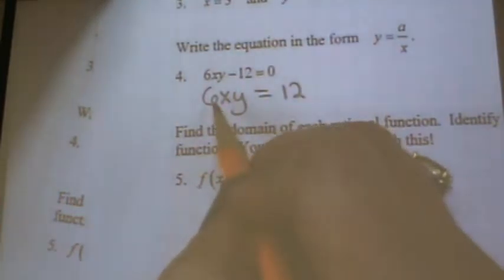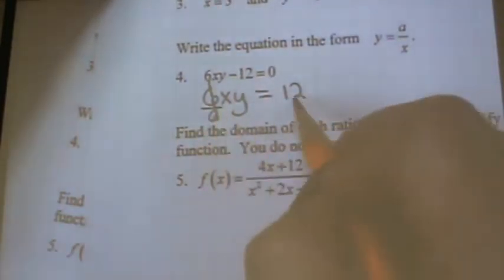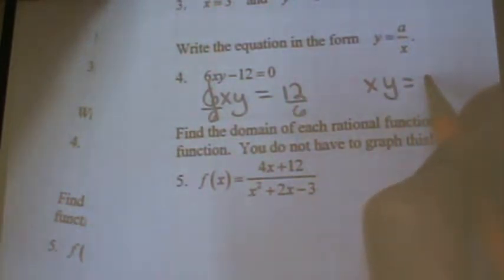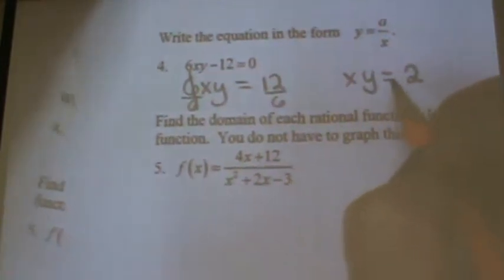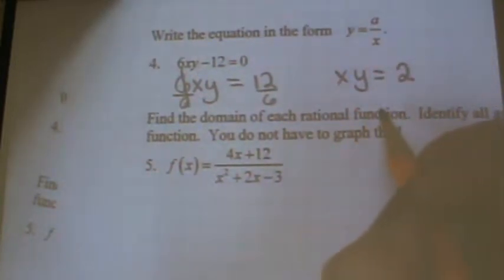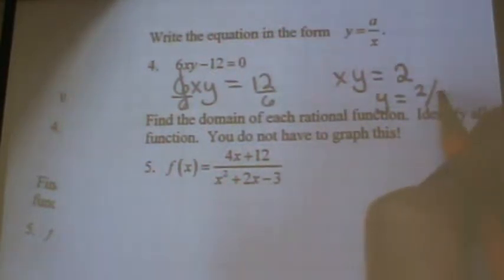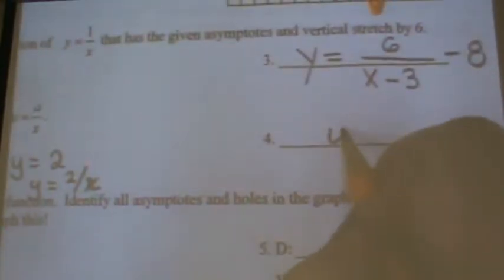Number 4. How do you rewrite this into the form y equals a over x? What should you first do? Add 12. Then what? Divide by 6. So you have xy equals what? 2. Then what? Divide by x. So y is equal to 2 over x. That's your answer.